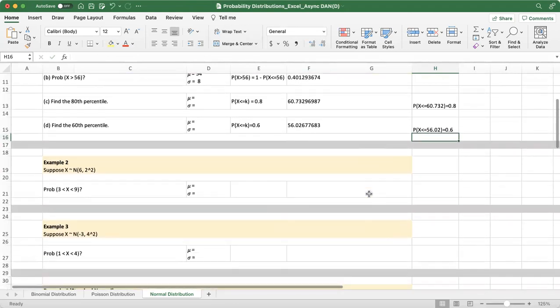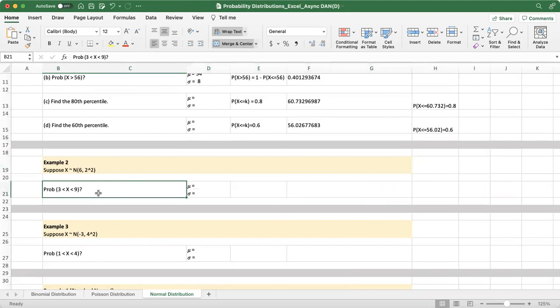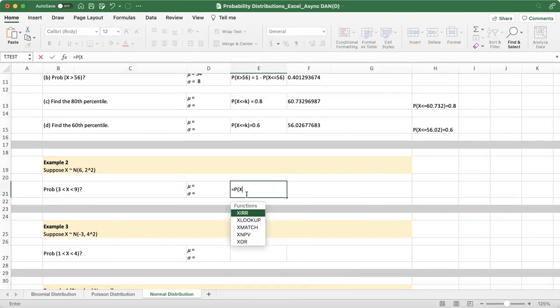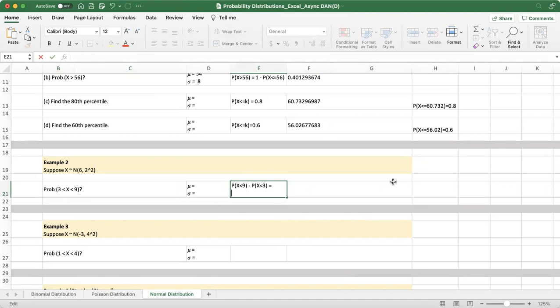Let's do one more. Now we have another normal distribution with mean 6 and standard deviation 2. And we want to find the probability of x lying between 3 and 9. So we can rewrite this as the probability of x being lesser than 9 minus the probability of x being lesser than 3. I encourage you to check the classroom lectures to see how you can visualize this. And this is fairly straightforward. Less than and less than or equal to are all equivalent.